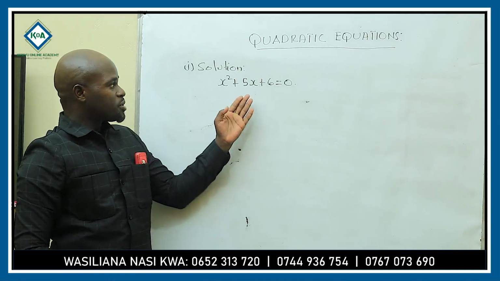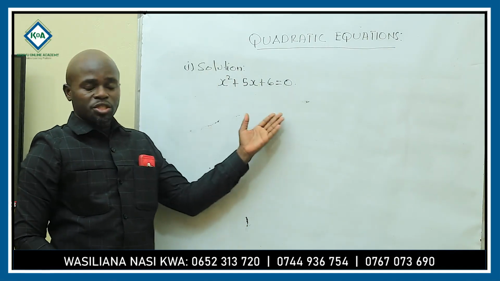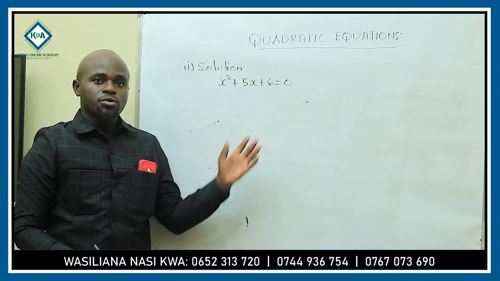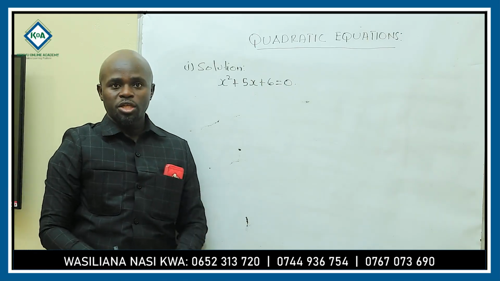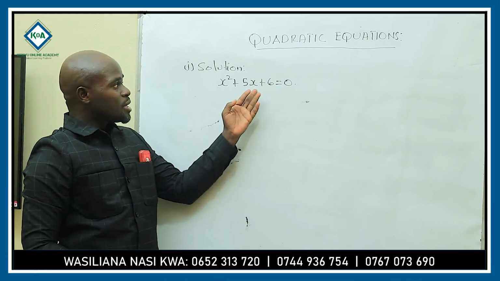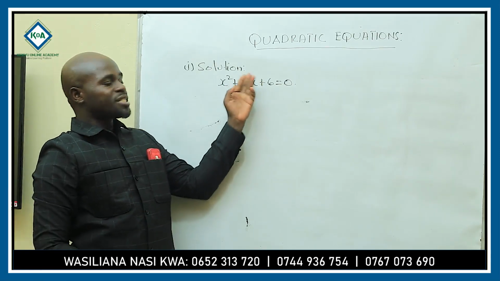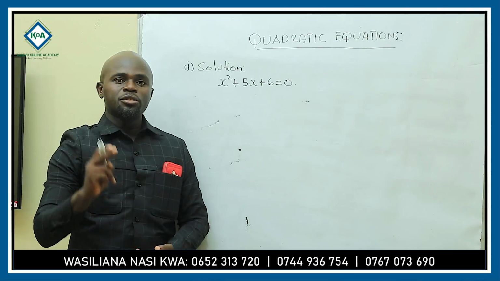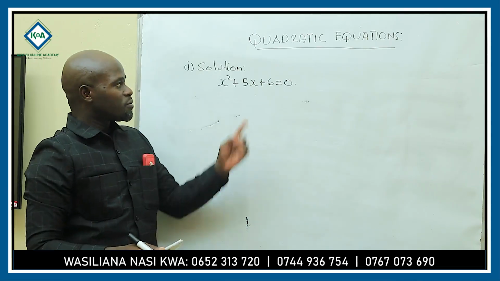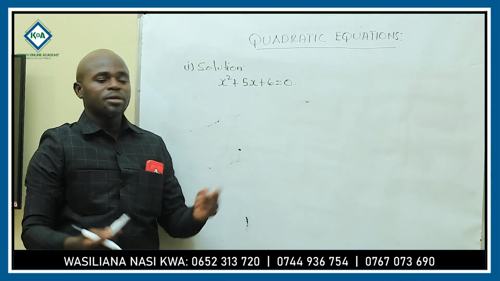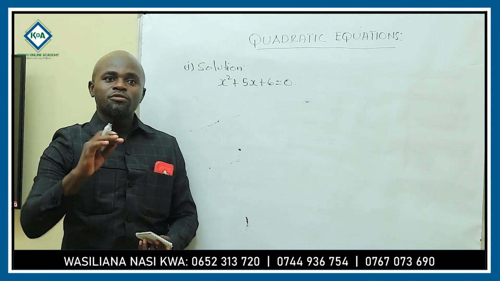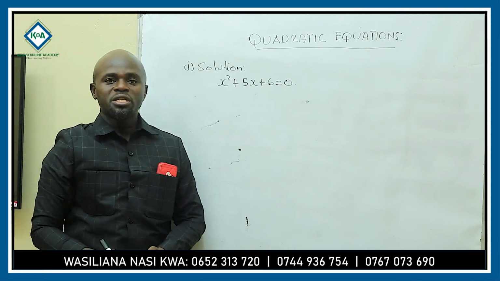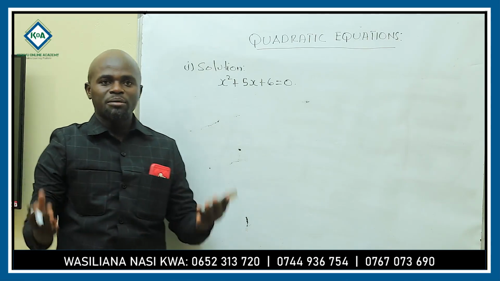The first step is to find the factors of this equation, and the second step is to use those factors to find the solution. Now in finding the factors, we have to observe this middle term, which is 5x. We have to split this middle term into two numbers. Instead of writing 5x, how can we write 5x in terms of two other numbers? It means we have to think out the two numbers.